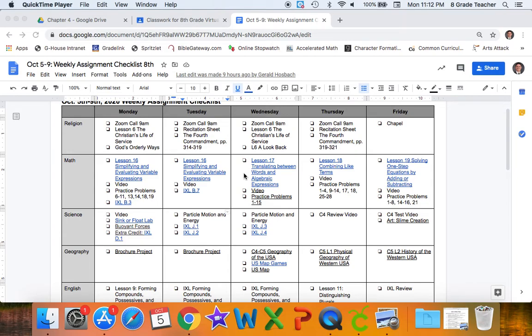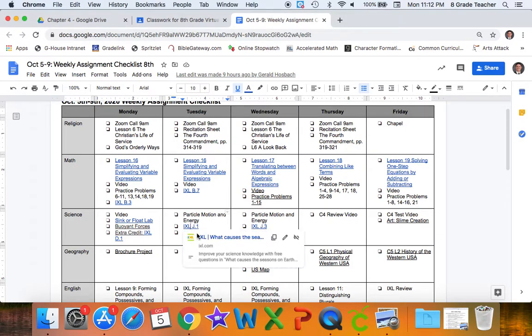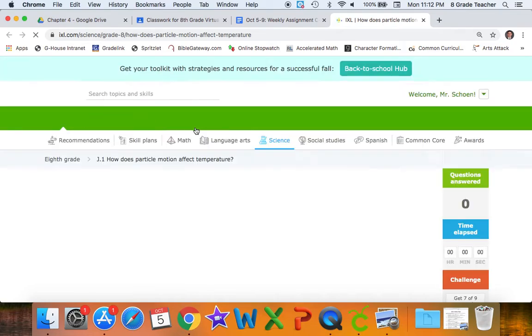Today in science class, we're going to continue our study of matter and look specifically at how particle motion influences the different states of matter and the behavior of fluids that we've been studying in relation to Chapter 4. We're going to take a look at two IXL activities, J.1 and J.2 today. IXL J.1, click on this link and open it up.